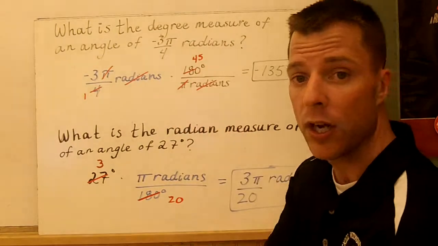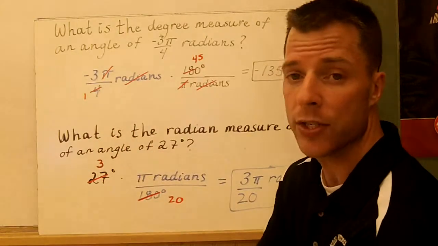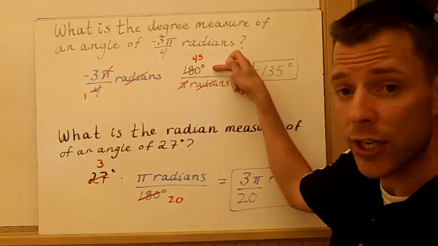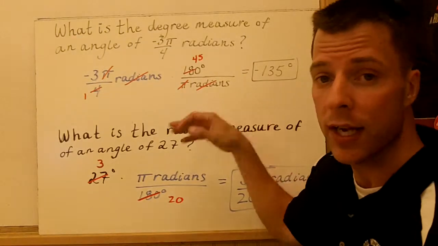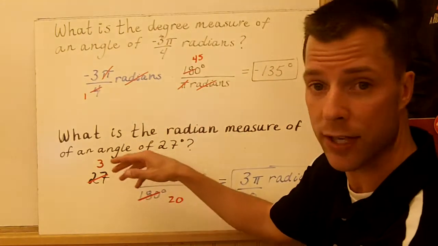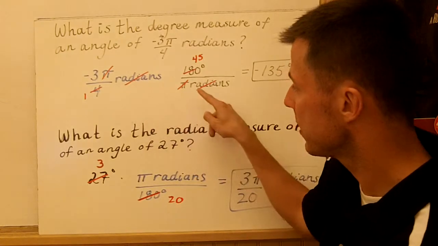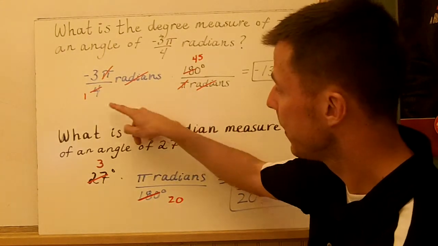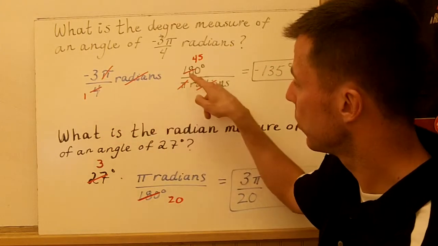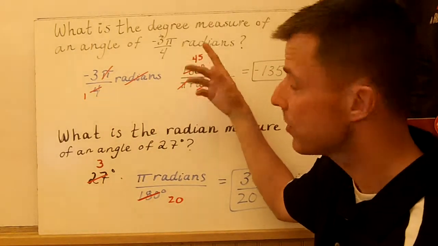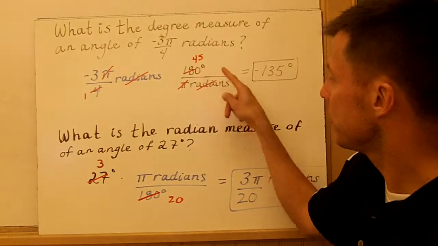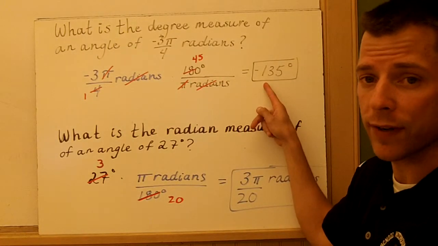Our first example says, what is the degree measure of an angle of -3 pi over 4 radians? Okay, so we want degree measure. So we know that we're going to multiply our radians by 180 degrees over pi radians. And now let's see what simplifies and cancels out. The units cancel. Radians cancels with radians. Pi cancels with pi. 4 goes into itself once, 4 goes into 180 45 times. So we're really left with -3 times 45 degrees, and that's -135 degrees.